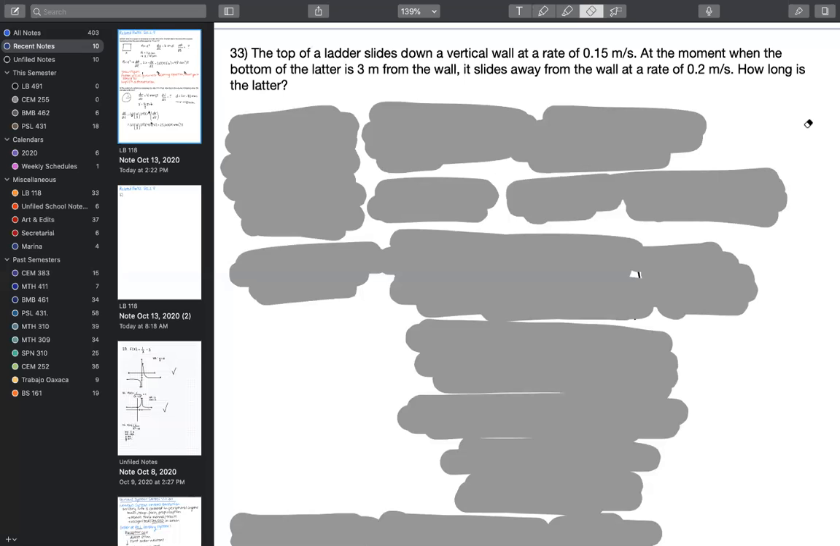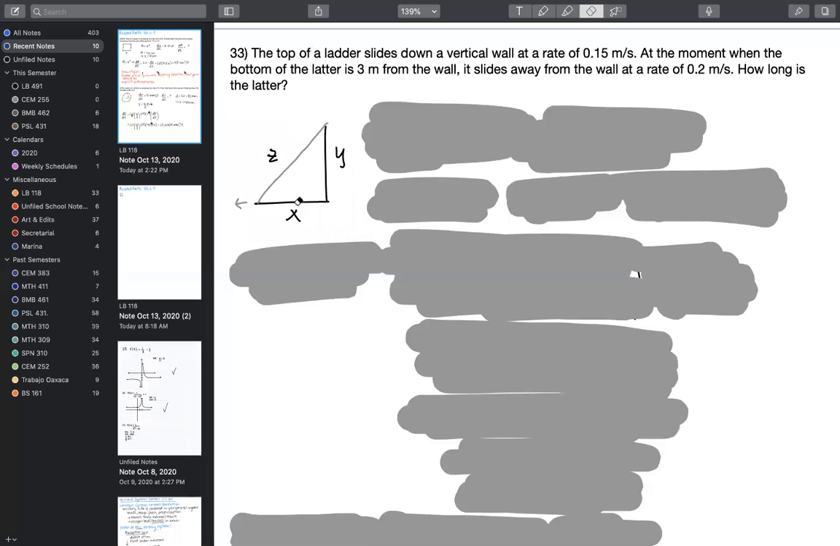The top of a ladder slides down a vertical wall at a rate of 0.15 meters per second. At the moment when the bottom of the ladder is 3 meters from the wall, it slides away from the wall at a rate of 0.2 meters per second. How long is the ladder? So this one, it's even more important. So I'll start with the diagram.